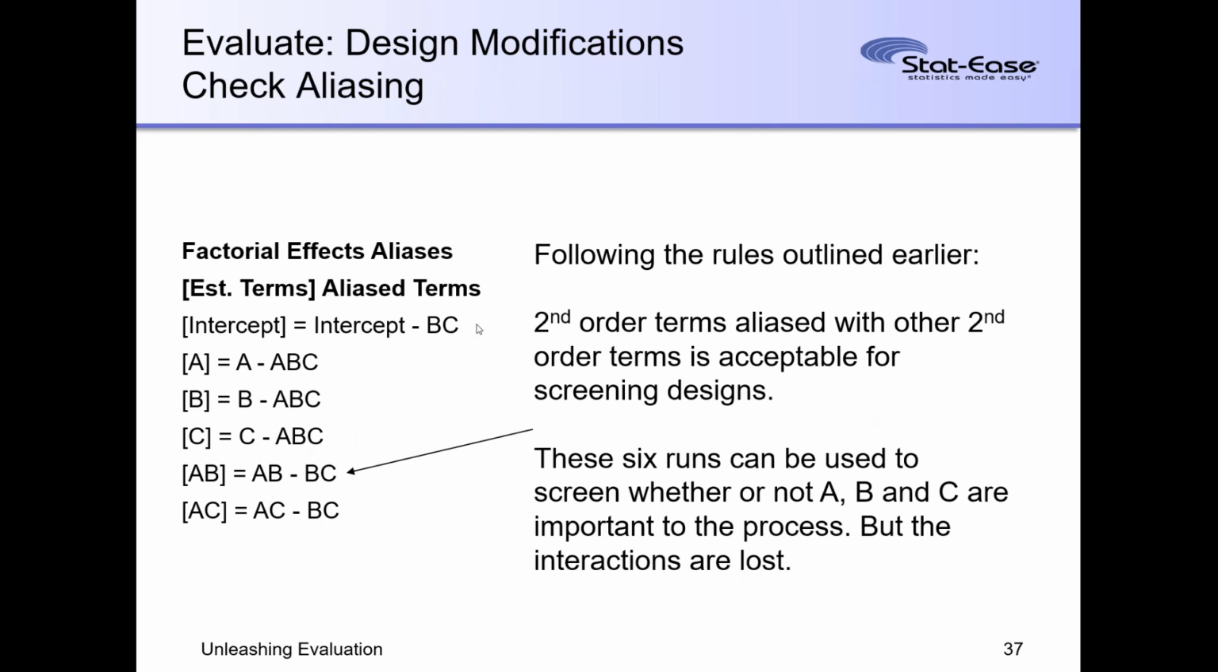Following the rules that we outlined earlier, the second-order terms are aliased with other second-order terms. This is acceptable for screening. We can still get information about how important individual factors are, but we're not going to be able to get useful information from the data alone on the interactions.